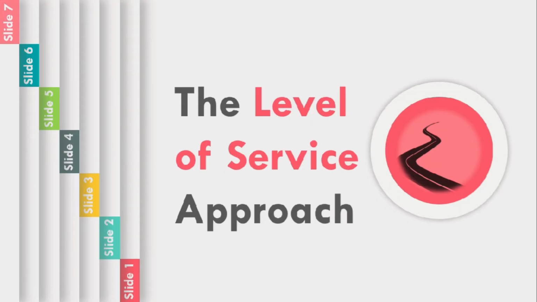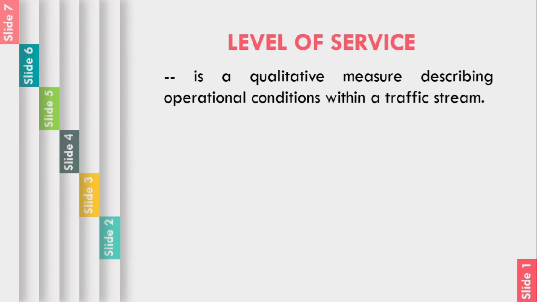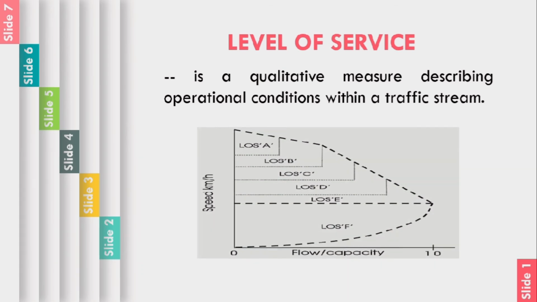The level of service approach. It is a qualitative measure describing operational condition within a traffic stream. The operating condition is graded from best to worst, designated by alphabet A to F. Level of service is used to analyze highways by categorizing traffic flow and assigning quality levels of traffic based on performance measure like speed, density, delay, and etc.